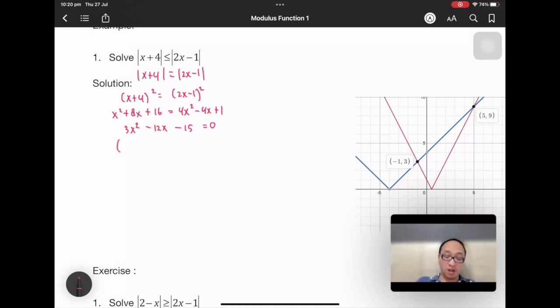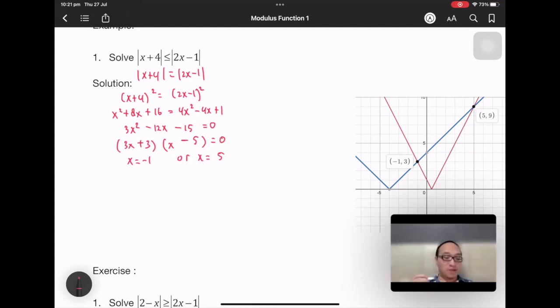And then we can factorize. So this is 3x, this is 3x. 15 is 5 and 3. So this is 5, 3. To make it negative 12, 3 times minus 5 becomes minus 15, and then plus 3, so it becomes negative 12. So that means x equals negative 1 or x equals 5.